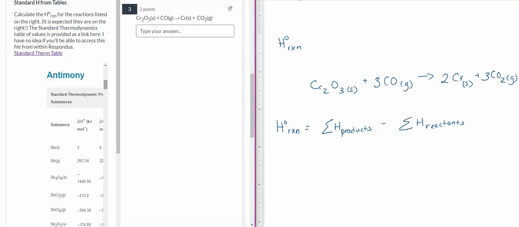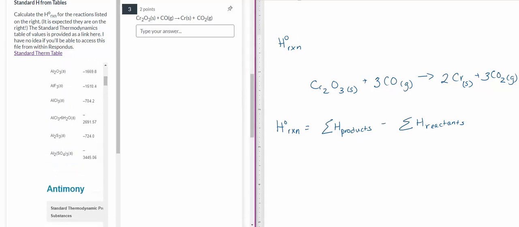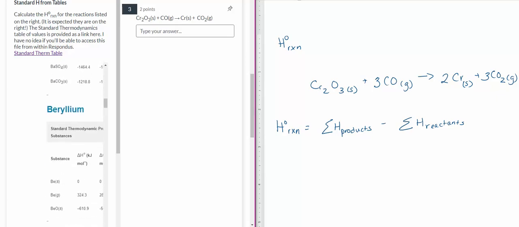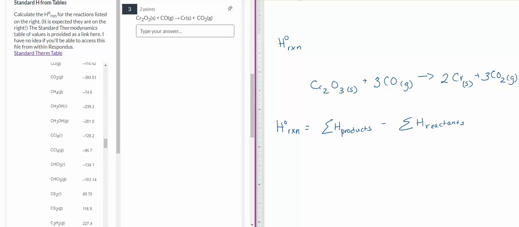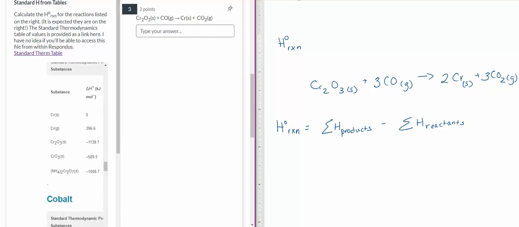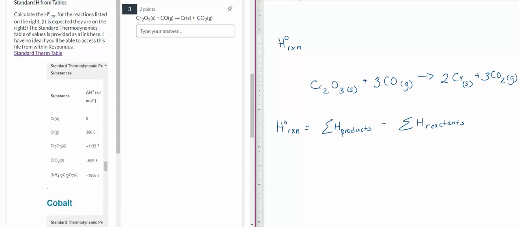Now, because I have this open in a small window, I'm not sure I can change the size of that window. I cannot. This is going to be a little bit tricky. But I'm going to just scroll down, and I'm looking for chromium. There's chromium. So chromium solid, and conveniently, it's the first column that I'm looking at for the delta H.